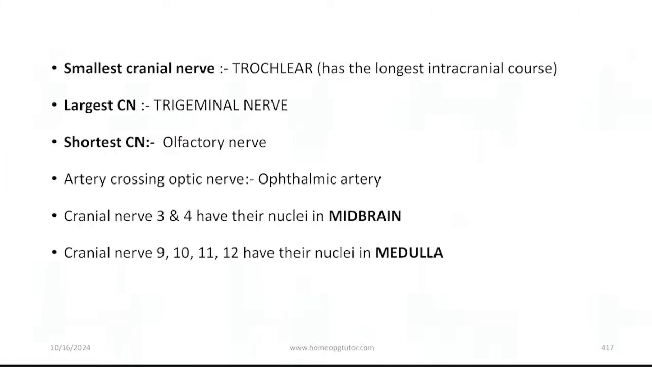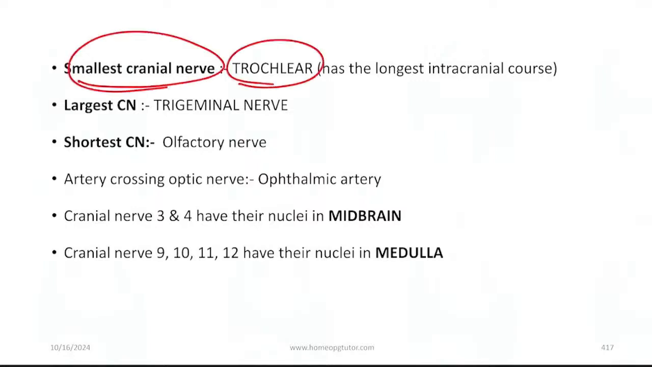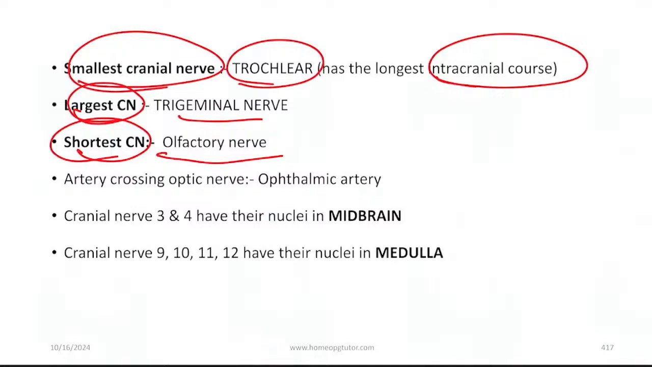So with that we finish the cranial nerves, and with that we finish the portions of neuroanatomy. A little recap: the smallest cranial nerve is the trochlear nerve, the largest cranial nerve is the trigeminal nerve, and the shortest cranial nerve is the olfactory nerve. Shortest means the course is the shortest. The trochlear nerve is the thinnest cranial nerve, with the longest intracranial course.